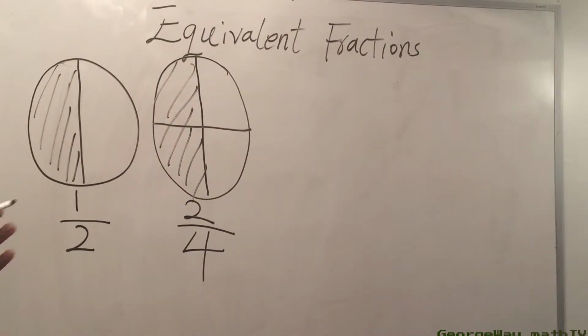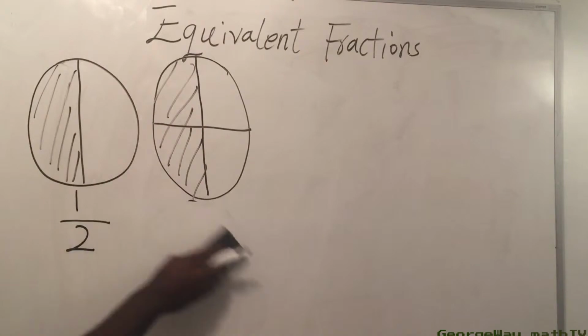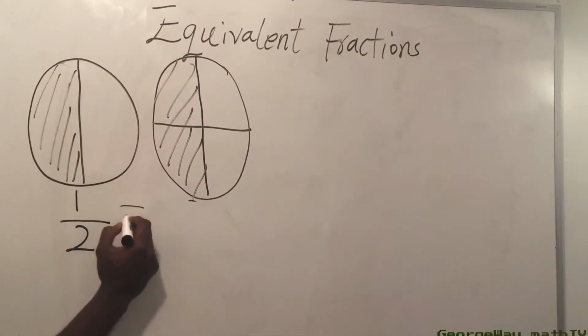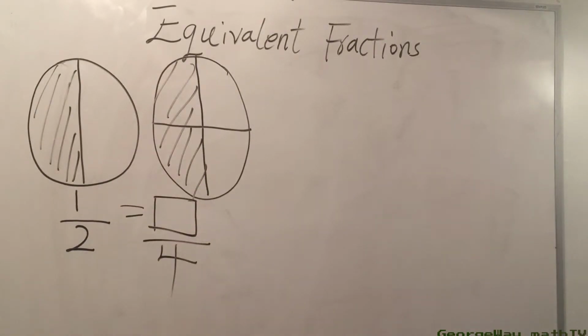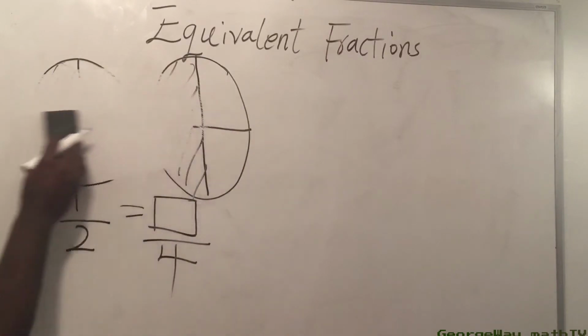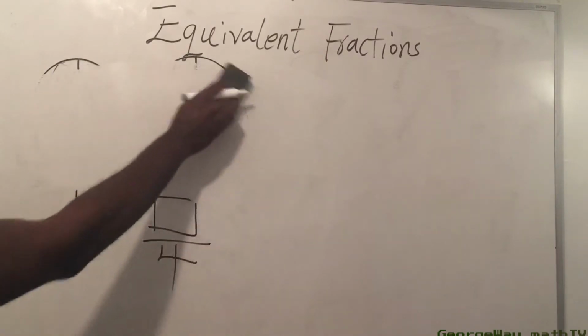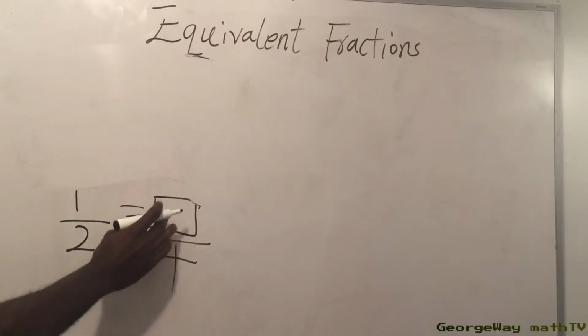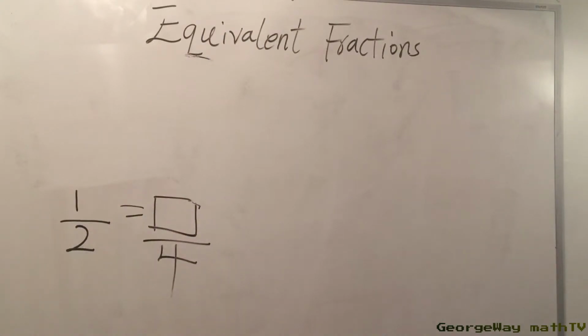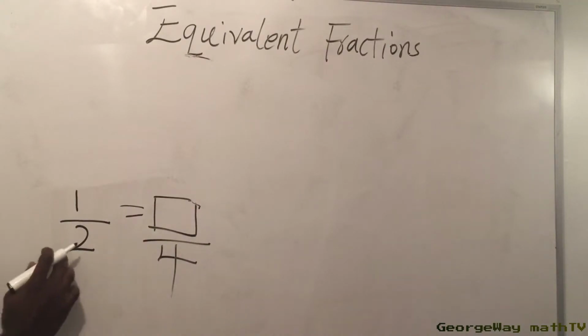Knowing this, what I want you to have in mind is sometimes you can be given a question that looks like this: 1/2 equals a box over 4. You wouldn't have any figure like we had before. That's all the question you're given. You have to figure out what number goes right there to make both fractions equivalent.